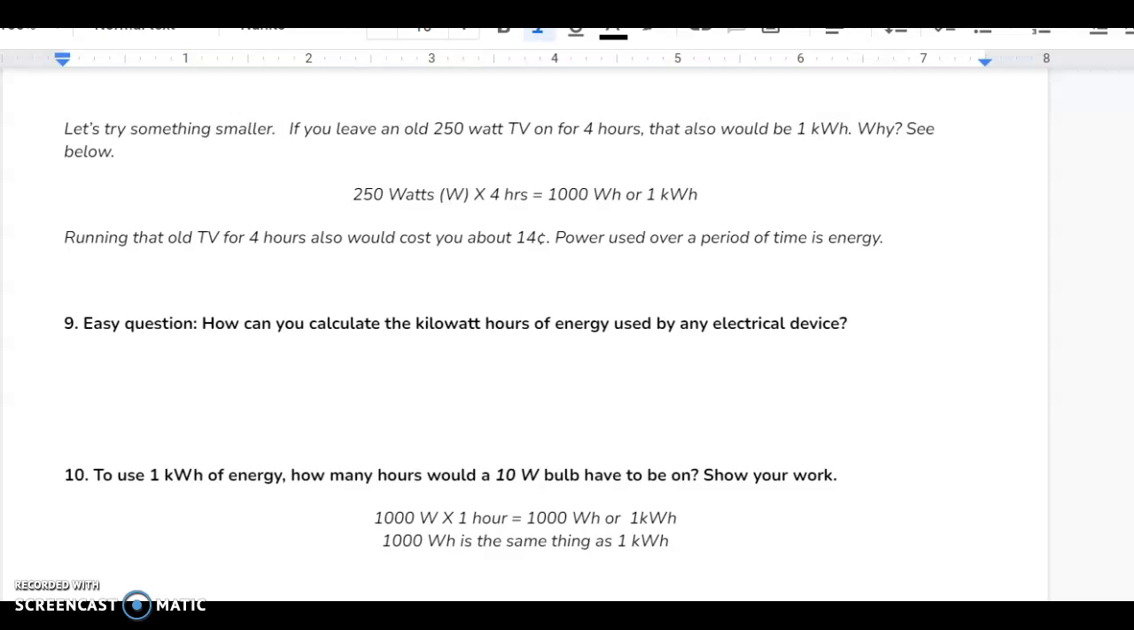Okay, on to the Energy and Power Lab. Numbers 10 through 15 and 19 through 27. Number 10 asks to use 1 kilowatt hour of energy. How many hours would a 10-watt bulb have to be on?